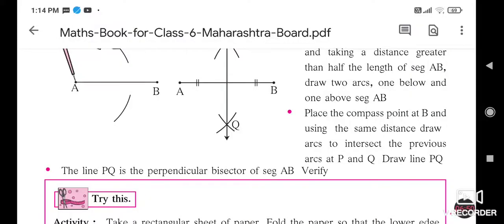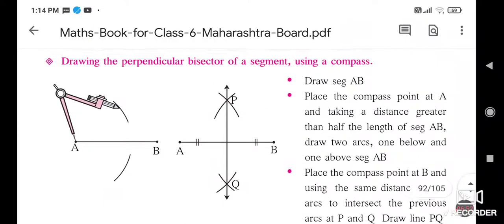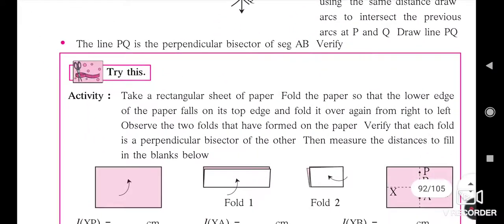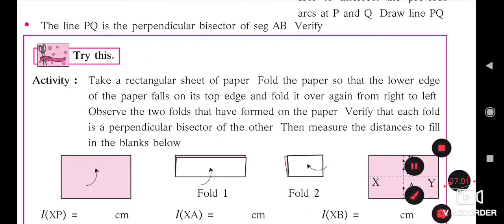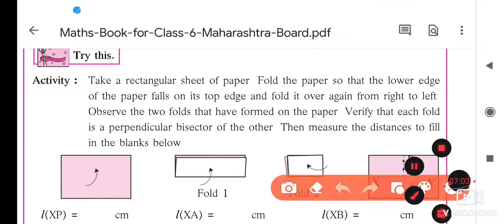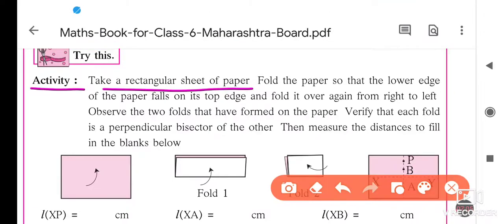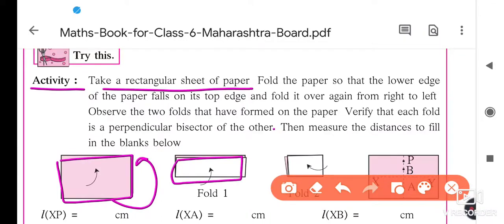So in that way you have to do the construction: draw the seg AB and draw the perpendicular as I showed now. Now try this inside. One more activity is given to us. In this activity, they told us to take a rectangular sheet of paper. Fold the paper so that the lower edge of the paper falls on the top edge. So we have to fold this side on this, so you will get this type of a small fold.